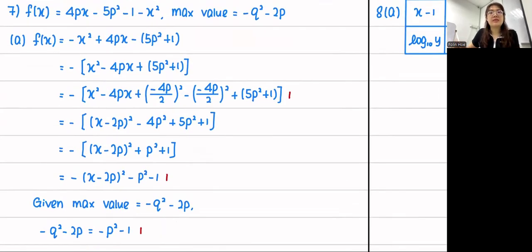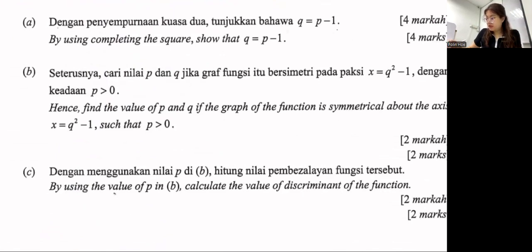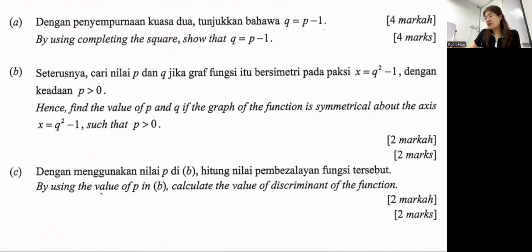If your algebra basic is good, you must make sure your basic is good, then this question is a free-marks question. If your basic is good, then part B. Hence, find the values of p and q if the graph of the function is symmetrical. Symmetrical tells us that this is my equation of axis of symmetry, such that p is bigger than 0.